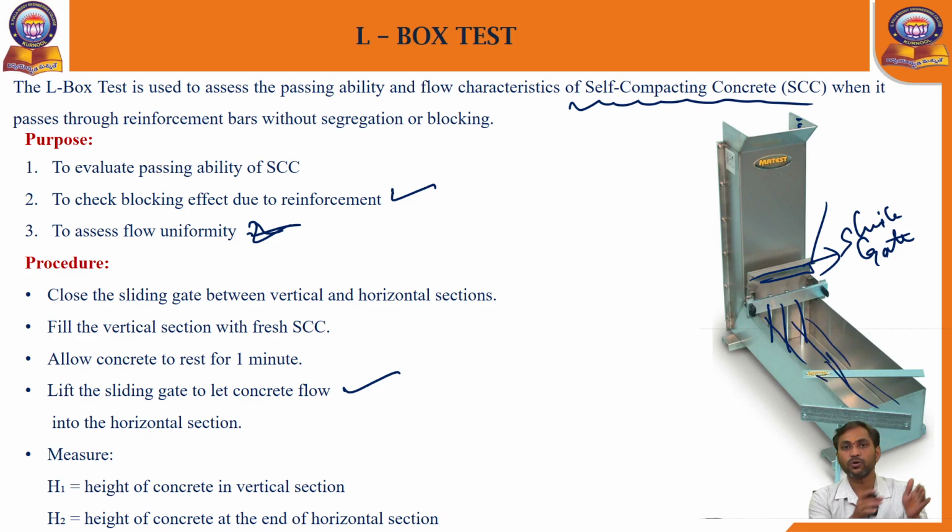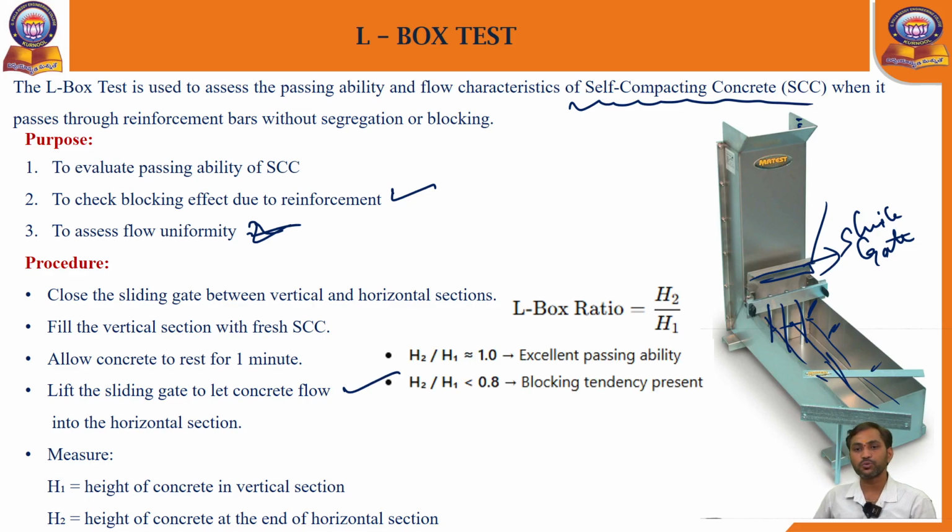Slowly the concrete will flow in between these 2 steel bars, and it will settle. Just measure the differences in 3 parts. H1 is the height of concrete in the vertical section. H2 is the height of concrete at the end of the horizontal section. The L-box ratio is H2 by H1.